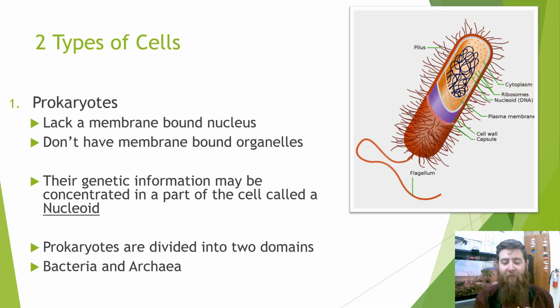When we talk about cells, there's two types of categories that we break cells into. The first is prokaryotes. And these don't have a nucleus and they don't have organelles. They contain their genetic information in a part of the cell called the nucleoid, meaning it's nucleus-like, but it's not a nucleus. We further break the prokaryotes down into two groups, the bacteria and the archaea. We'll talk about those briefly.